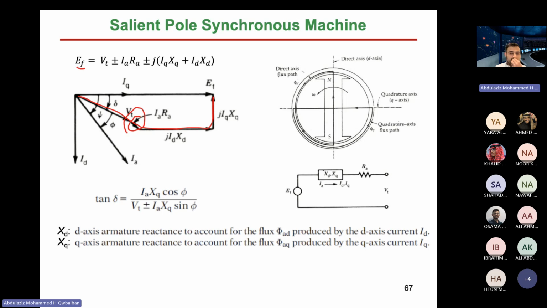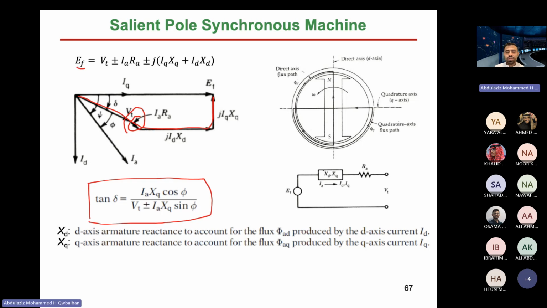So now let's ignore IA RA. If you ignore IA RA, after some mathematics, this is the final equation to calculate the torque angle using XQ and the power factor and IA. You can measure IA, you can know the power factor, angle theta, and can have cosine and sine. You only need XQ.